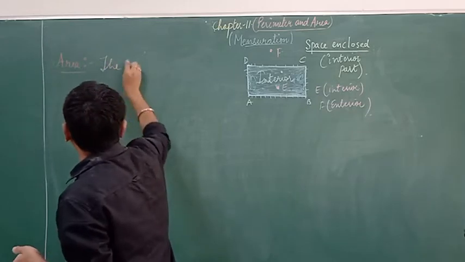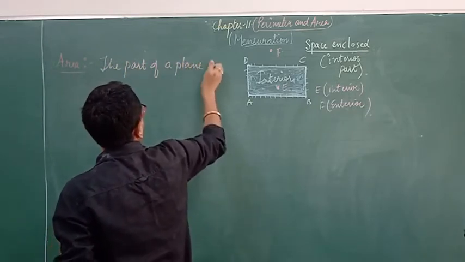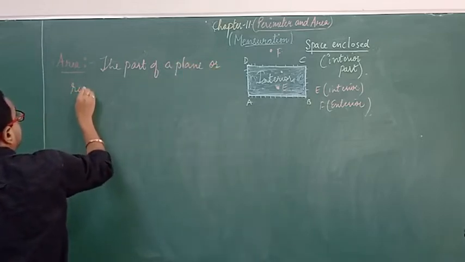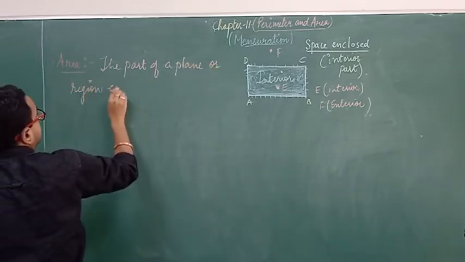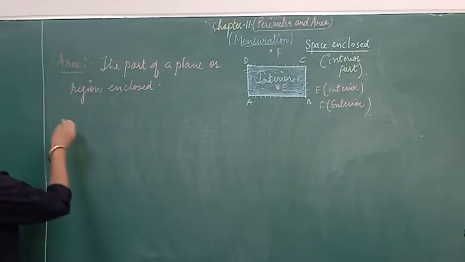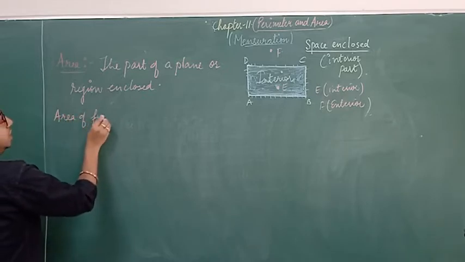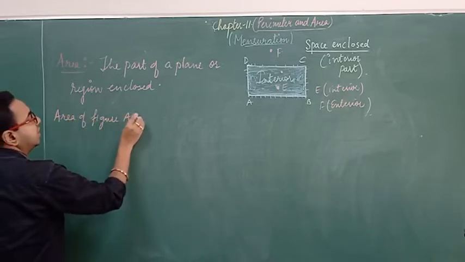The part of a plane or region enclosed is called area. For example, this figure, area of figure ABCD. We know that it's a rectangle.